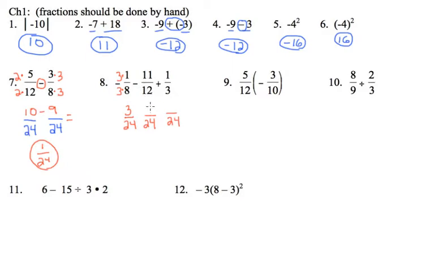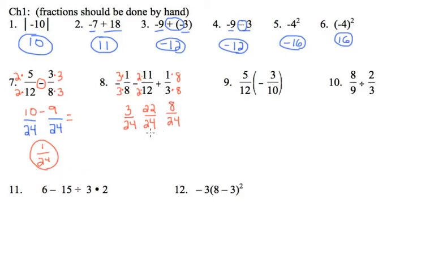How do I turn 11/12 into 24ths? Well, my denominator is my clue. I'm going to times both top and bottom by 2, so my top will be 22. And then let's see, 3. I have to times by 8 to turn 3 into 24, so I'll times my top by 8 as well.